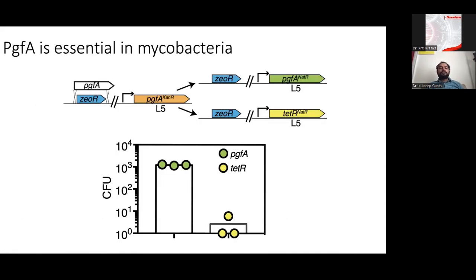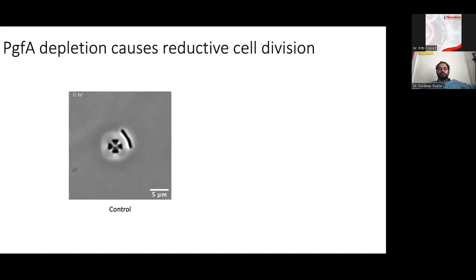First, we figured out whether this protein is essential in mycobacteria or not. The way we figure out whether something is essential is to replace it in the genome or delete it from the genome. If a gene or protein is essential and we delete it, the bacteria will die. But if it is not, the bacteria will survive. So this is what we did, something called allele swapping or gene swapping. When we swapped the gene in the genome, we found that mycobacteria did not survive, which goes to show that the gene is essential.